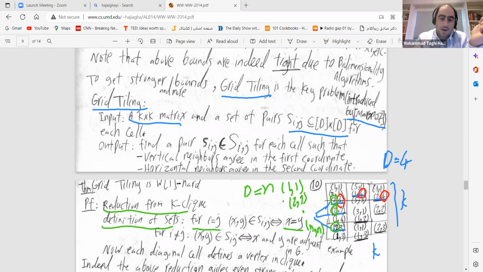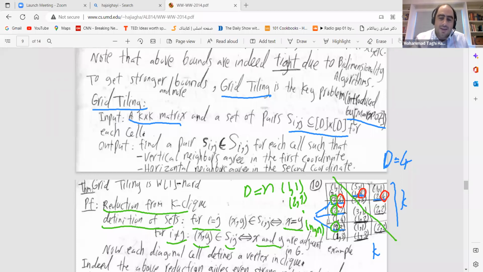So that's for the diagonal. What about the non-diagonal? If i is not equal to j, then (x,y) belongs to S_ij if x and y are adjacent in G. So for the diagonals, as we discussed, I will put just (1,1), (2,2), up to (n,n). For everything else, I just put the set of edges of the graph.